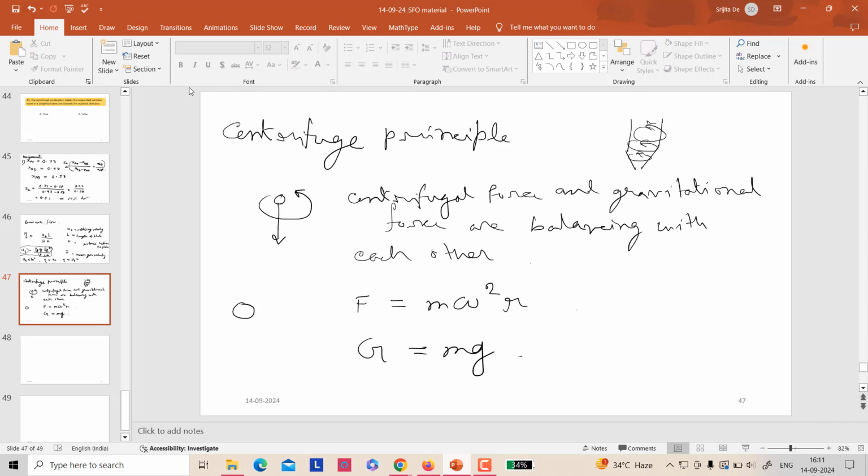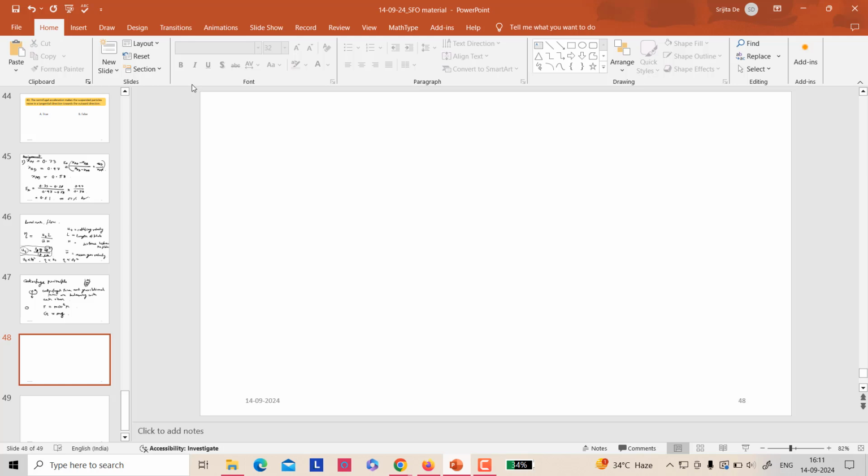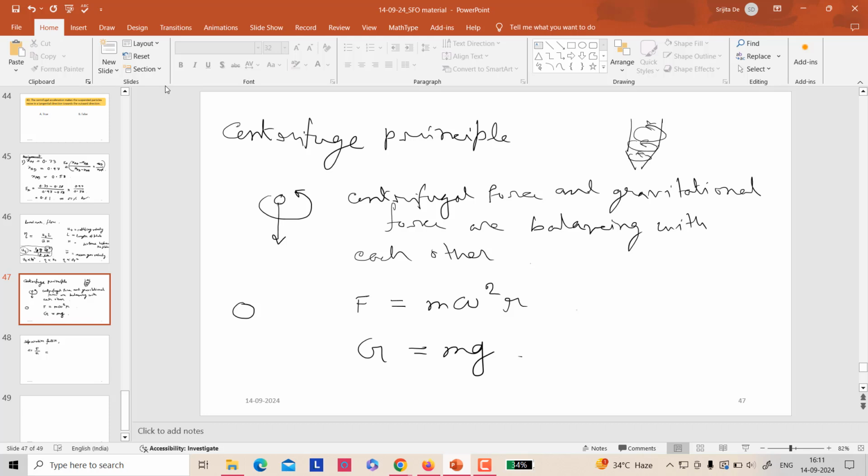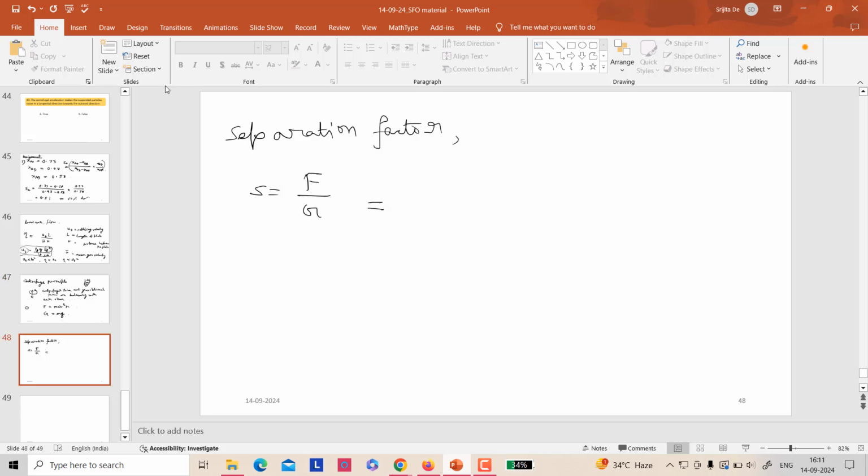Now, what is the separation factor? The separation factor is S equals F by G. We will just divide: m omega square r divided by mg. So what will happen? This becomes omega square r by g. So, in the question, omega is given, right?